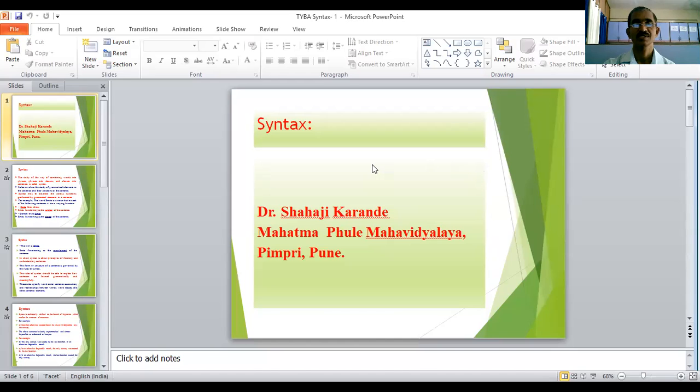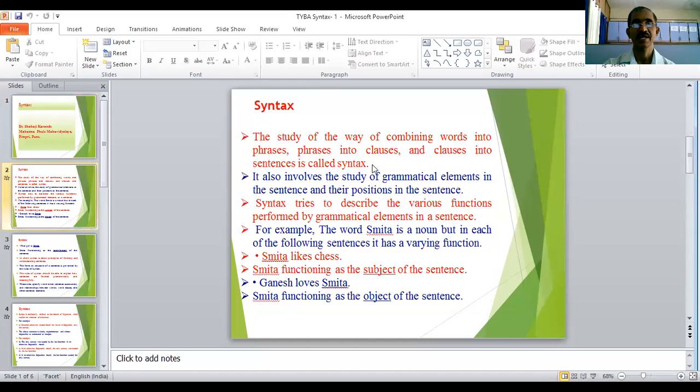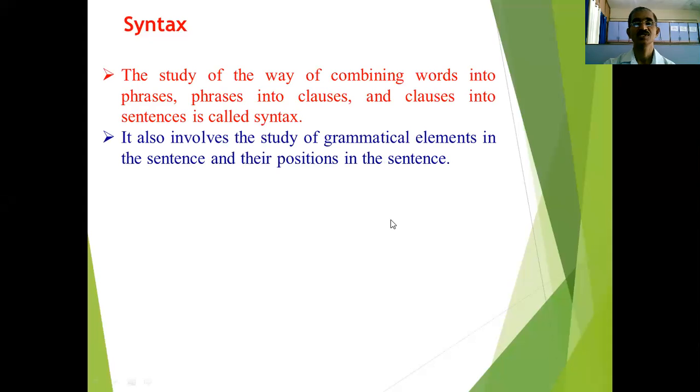Today I would like to discuss the topic syntax. Let us see the definition of syntax. The study of the way of combining words into phrases, phrases into clauses, and clauses into sentences is called syntax.